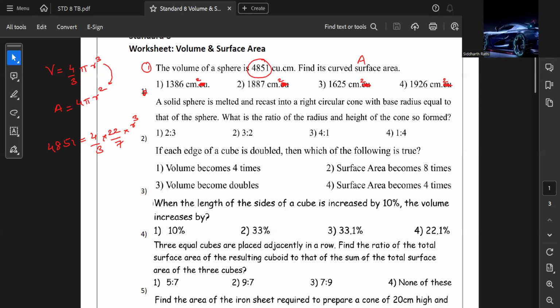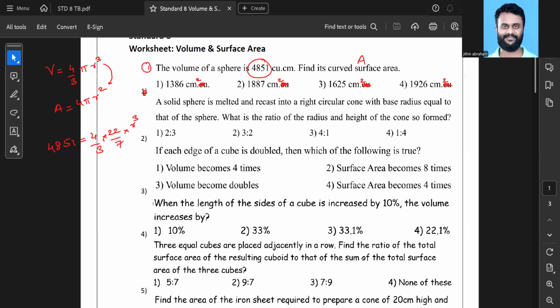The formula for volume is 4 by 3 pi r cube and curved surface area is 4 pi r square. Keeping the volume formula like that, if we transpose 3 to the volume side, we can find the value of 4 pi r cube. Then from there, if we can find the value of 4 pi r square by any chance, maybe it can be possible.